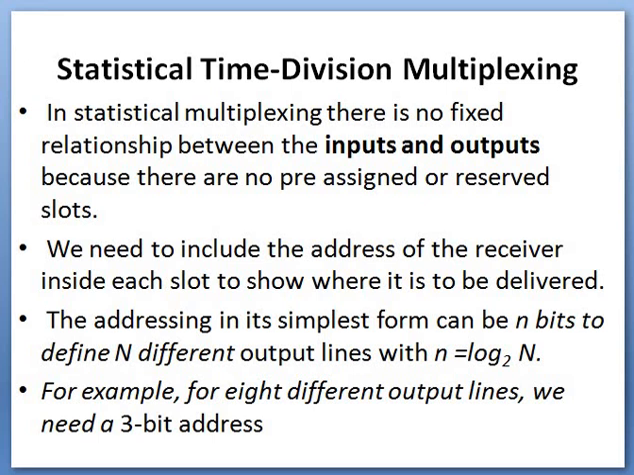In statistical multiplexing, there is no fixed relationship between inputs and outputs because there are no pre-assigned or reserved slots between input and output. We need to include the address of the receiver inside each slot to show where it is to be delivered. That means a slot needs to carry data as well as the address of the destination in statistical time division multiplexing. The addressing in its simplest form can be n bits to define n different output lines with the formula n is equal to log 2 of N. Take an example: for 8 different output lines, we need a 3-bit address.